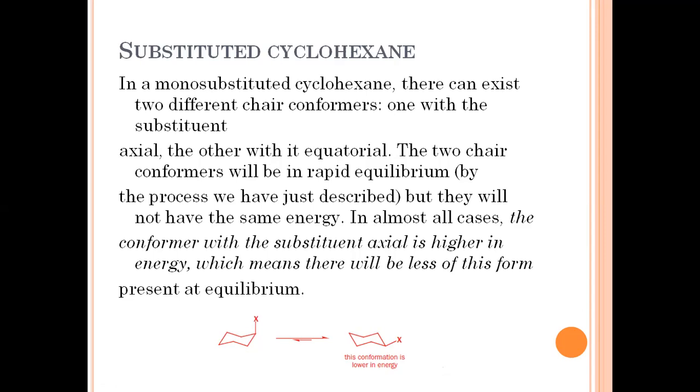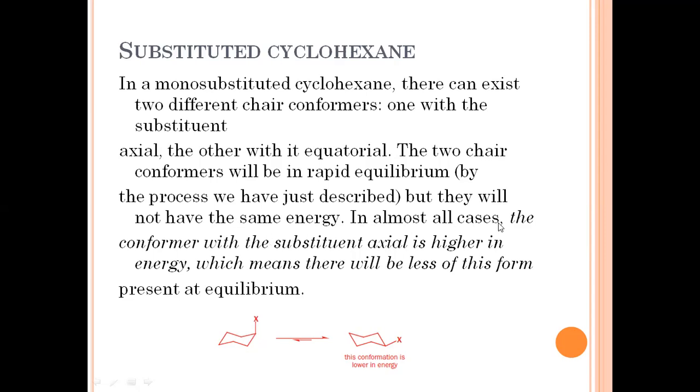The two chair conformers will be in rapid equilibrium. Both the conformers of the substituted cyclohexane molecules are in rapid equilibrium by the process of conversion or change in the conformer of the molecule. But they will not have the same amount of energy. As they are continuously interchanging, they will change the position of their substituents, either axial or equatorial, but they don't have the same amount of energy.